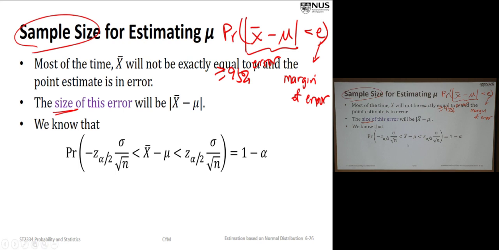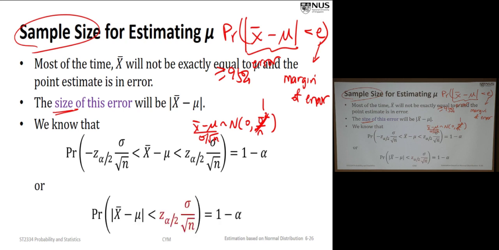This one is well known, because x bar minus mu follows a normal distribution with mean 0 and variance sigma squared over n. So basically if I divide it, then it becomes a normal with 0 and 1. Okay, so we arrange it, it looks like that.